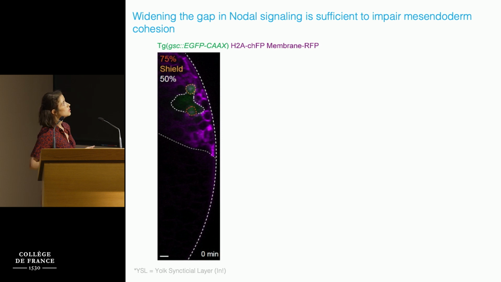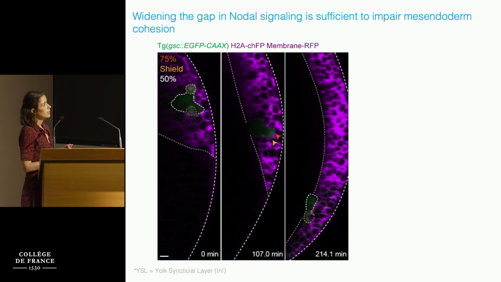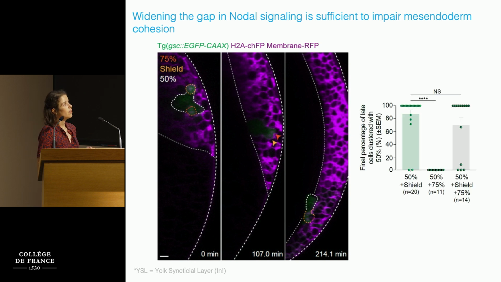It's a triple transplant, but what you can see is that in that case, the entire cluster is now able to internalize, and you have a huge rescue in the ability of these clusters to remain together, really consistent with the idea that rebuilding the gradient is sufficient to rebuild adhesion across the tissue and make sure that all the mesendoderm cells will end up on the inside of the embryo.